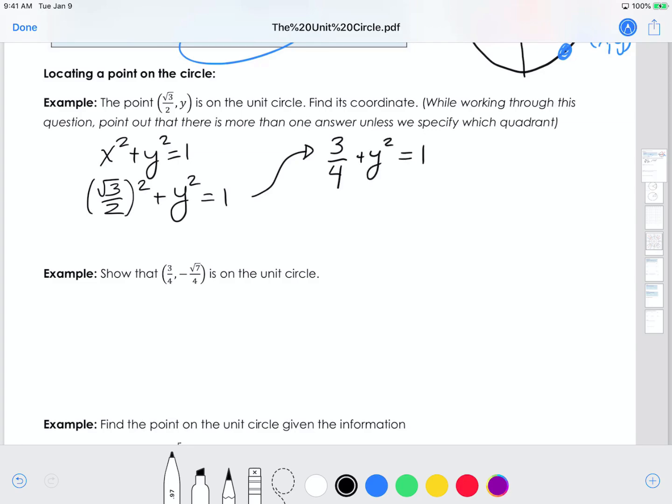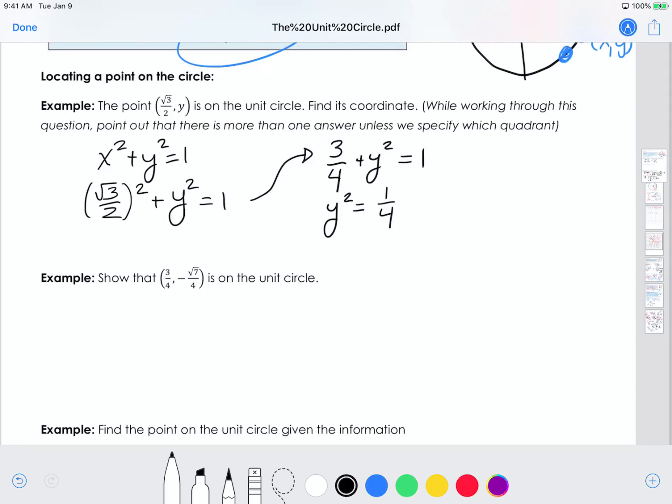Then I'm going to subtract 3/4 from both sides. So I get y squared is equal to 1/4. And then I have to square root both sides to solve for y. So I'm going to take the square root of both sides. When I take the square root of 1/4, I get plus or minus 1/2.